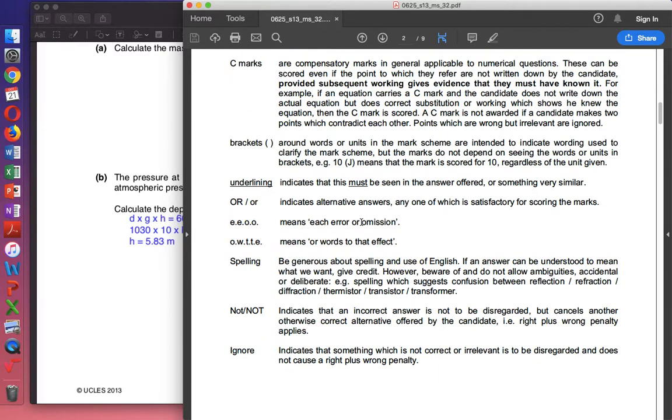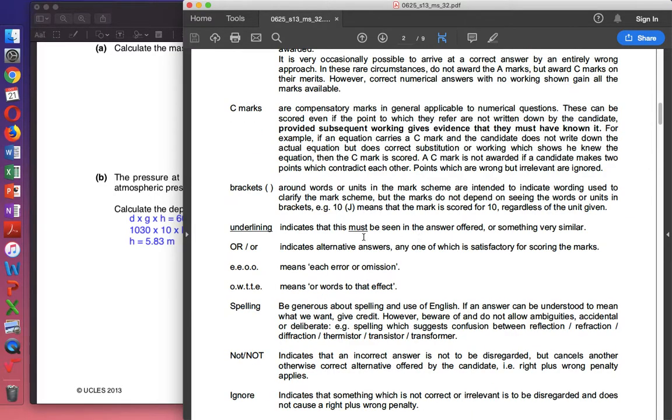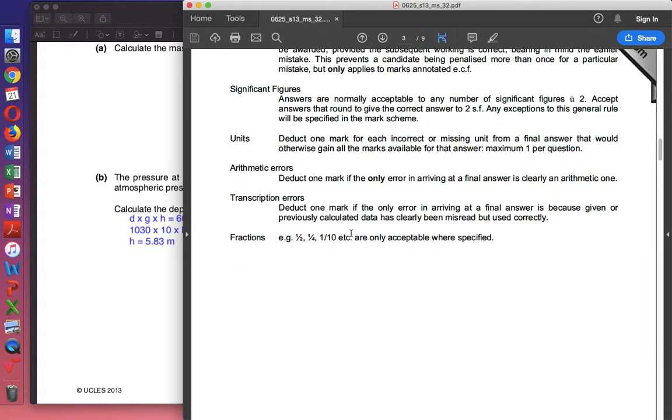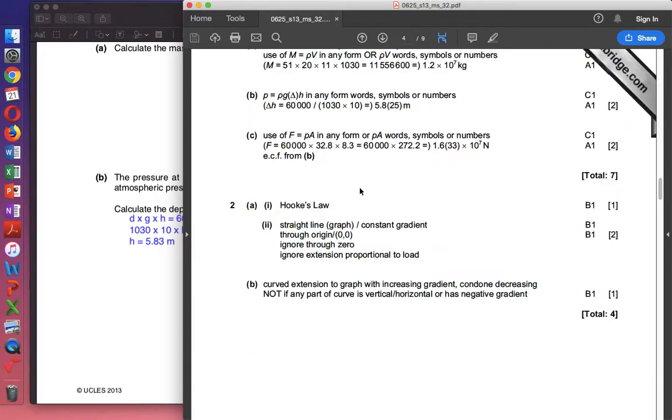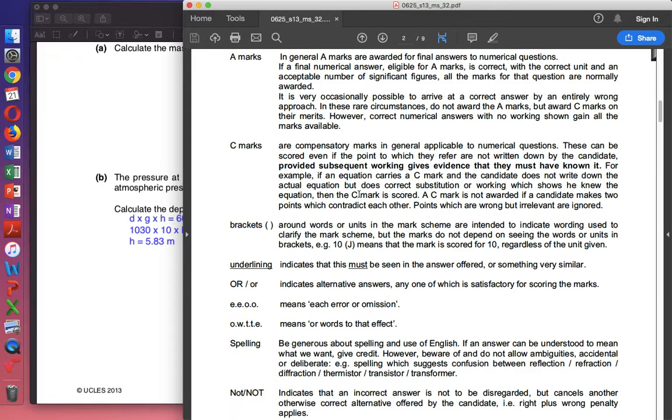You see that's M marks, method marks. There's somewhere it's written. Calculation question, significant figures: answers are normally given acceptable to any significant figures. For example, accept answers that round to give the correct answer to 2 significant figures. Any exceptions to the general rule will be specified in the mark scheme. So arithmetic errors: if the only error is arithmetic transcription. If you read through this whole part, somewhere it's there. I think it's here.